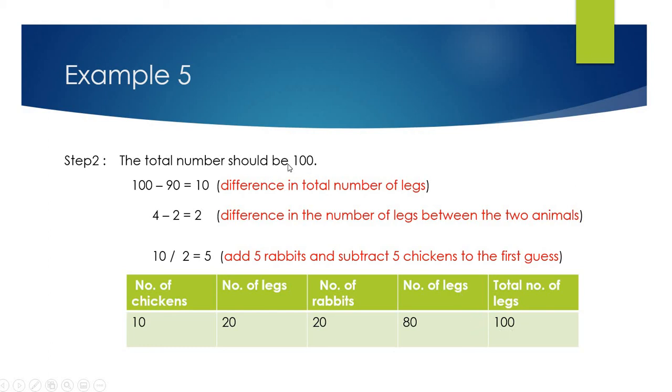So we solved the problem. The total number of legs should be 100. Therefore, the farmer has 10 chickens and 20 rabbits.